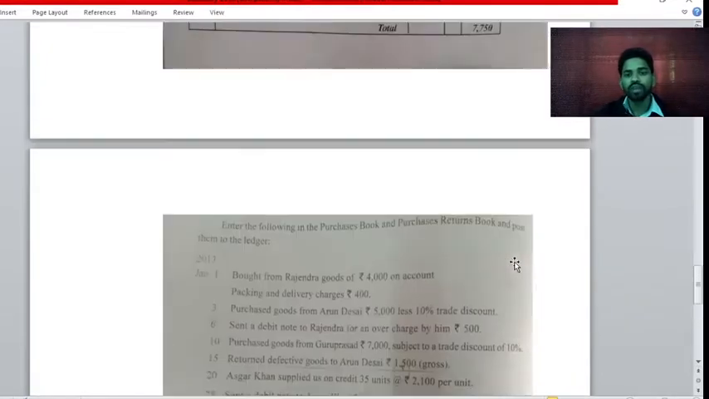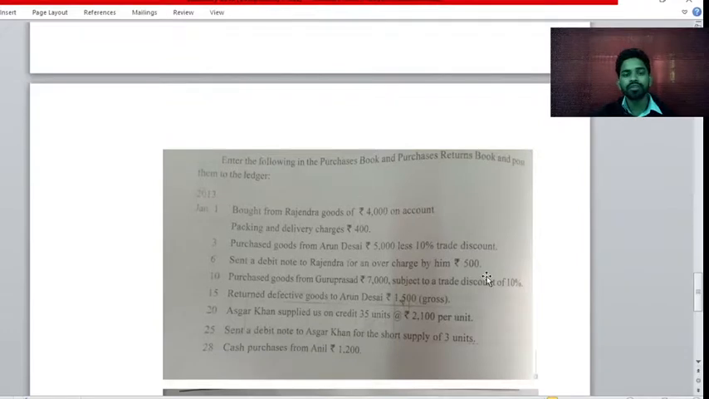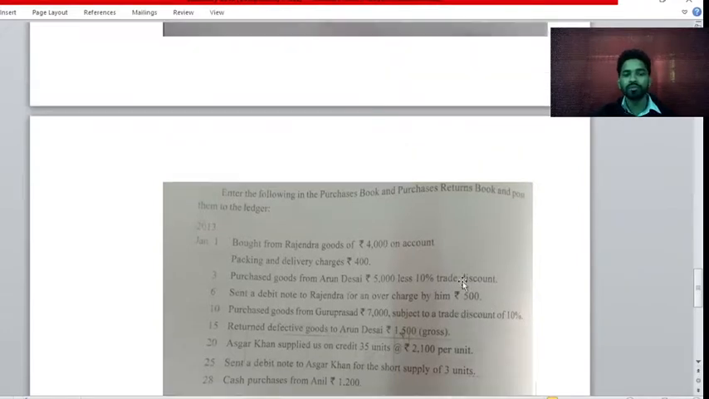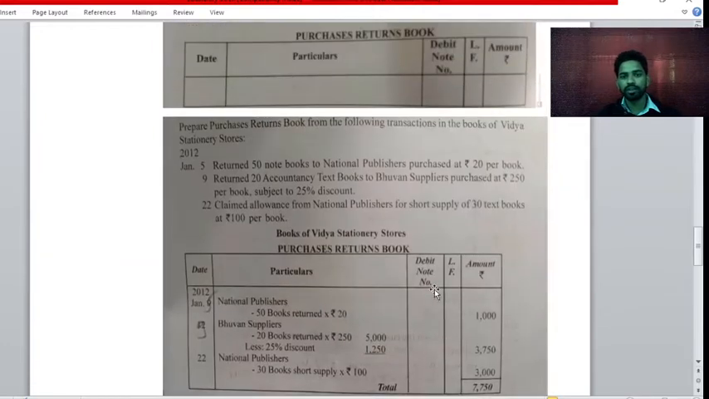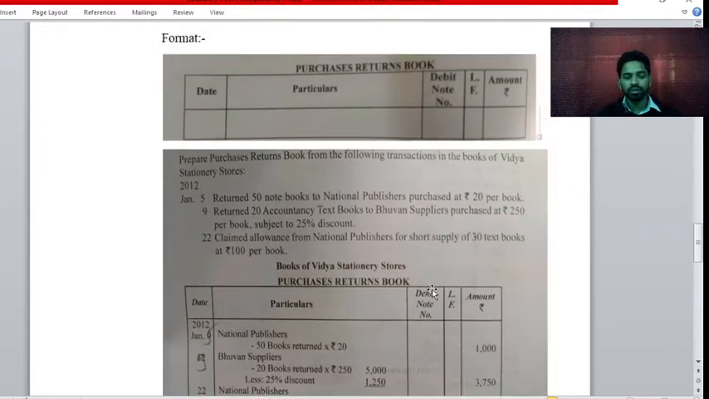Okay, so like this we have to prepare the purchase book as well as the purchase return book. So I hope you will understand. If you do not understand, you can contact me or message me. Okay, so thank you.